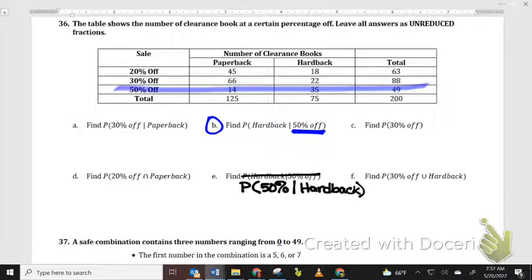I want to know the probability that it is a hardback. How many hardback books are there on the 50% off table? 35. Out of how many books on the 50% off table total? 49.